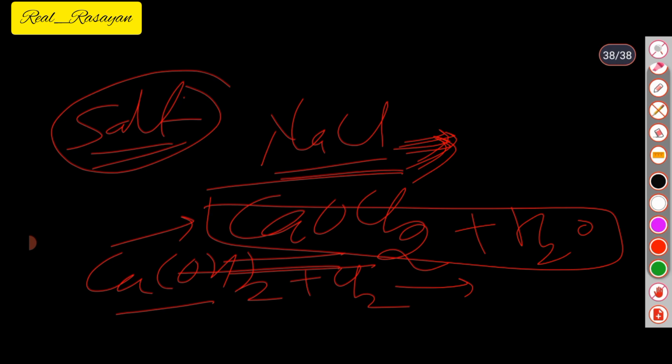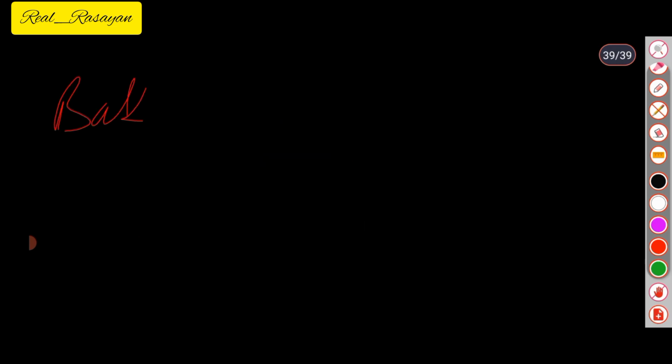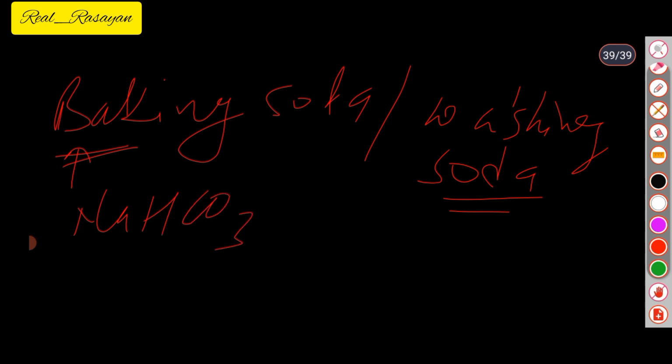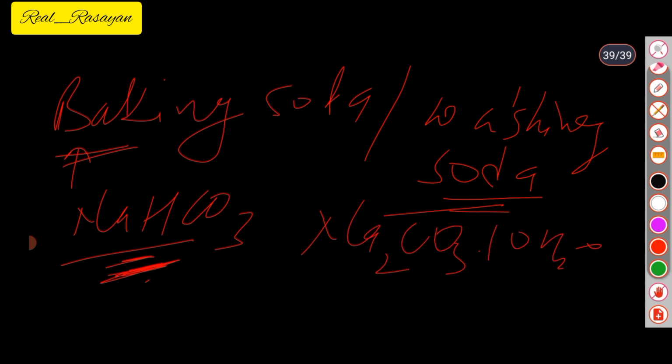Next one is baking soda and washing soda. Baking soda is sodium bicarbonate, NaHCO3. It doesn't have water of crystallization. And what about washing soda? Sodium carbonate, Na2CO3·10H2O. It has water of crystallization. Must remember the number, 10 molecules of water.